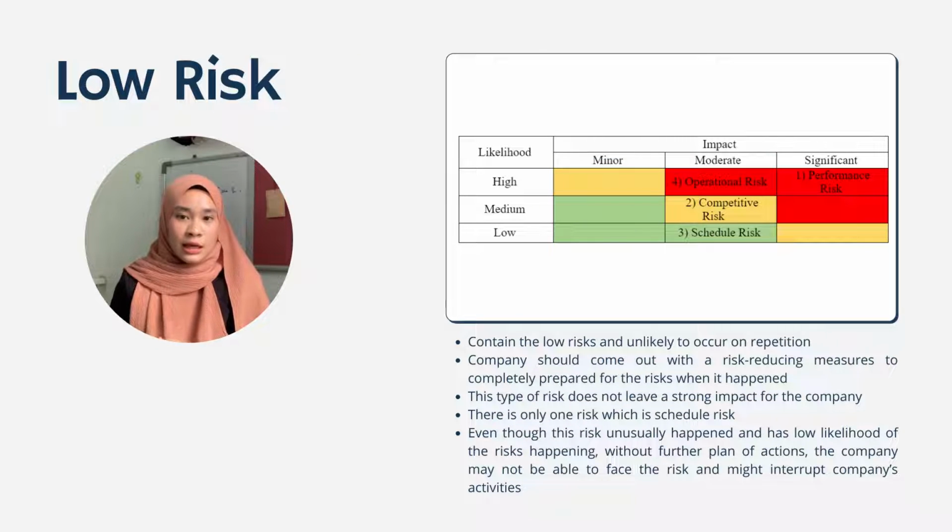Lastly, for the low risk, activities in this category usually contain low risk and are unlikely to occur on repetition. Companies should come out with risk-reducing measures to completely prepare for the risk when it happens. Usually, this type of risk does not leave a strong impact for the company since they have plans of action prepared to be conducted. In this category, there is only one risk, which is schedule risk. Even though this risk unusually happens and has low likelihood of happening, without further plans of action, the company may not be able to face the risk and might interrupt the company's activities.